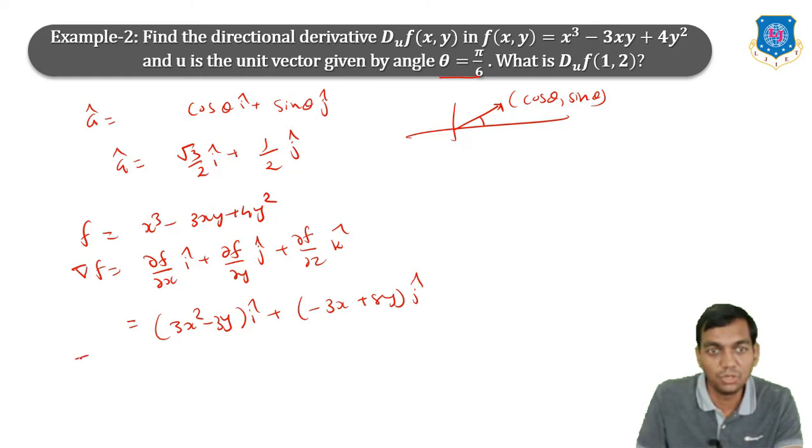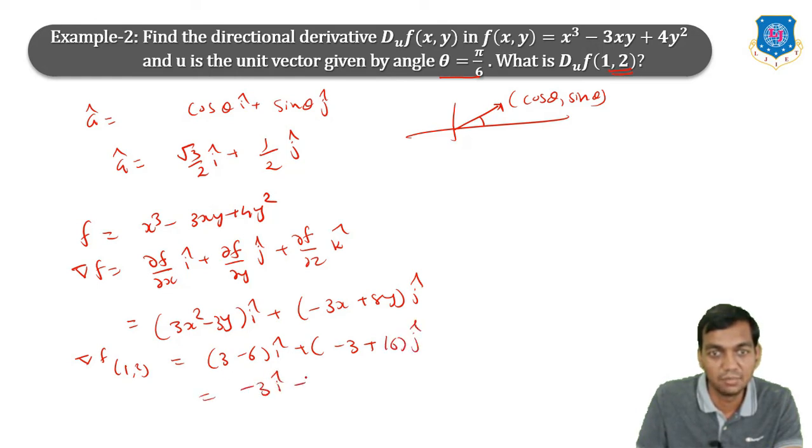Okay, and now you have to put the point in grad f. You have been given the point 1 comma 2. See, in the notation, this point is given as 1 comma 2. So grad f at 1 comma 2, that is going to be 3 minus 6 into i plus minus 3 plus 8 into 2 is 16 into j. So minus 3i plus 13j.